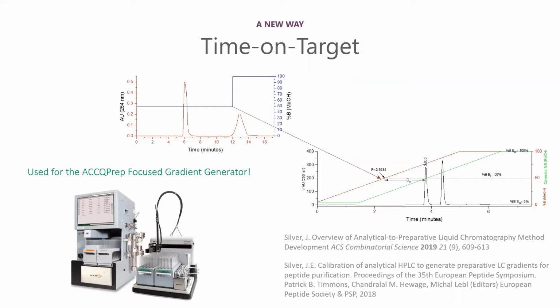The time on target algorithm is a simple determination of all of the parameters with a single scouting run. It is built into AccuPrep systems. A change in gradient or a change in the analytical system running the scouting gradient only requires a new scouting run calibration. Like the linear solvent model and accelerated retention windows, the time on target algorithm calculates a focused gradient specific for the desired compound.